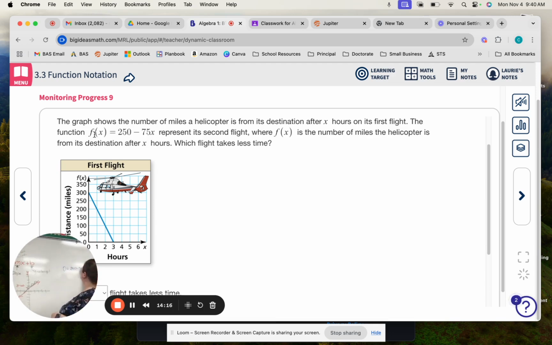250 minus 75x. So I get negative 250. And I divide by negative 75. So what's negative 250 divided by 75? 3.3333333. So 3.3 with a line over top. So which flight was faster, the first one or the second one? First one, because this is over 3 hours, and that one was less than 3 hours. Oh, I forgot to put the line over the 3. If it's a repeating 3, I could have done 3 1/3 also, right? Yes, a fraction's fine. Yay, so you're done.